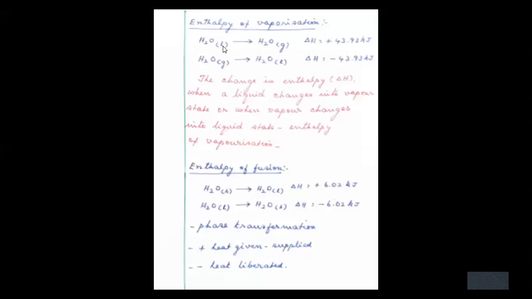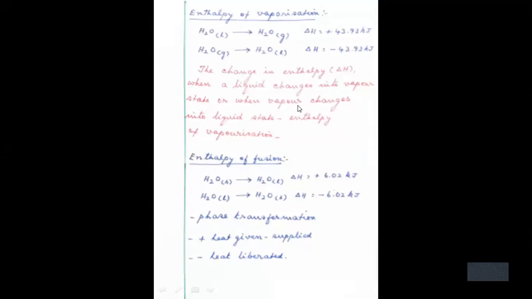Liquid to gas, if it is plus, the numerical value is not changing. For gas to liquid, only the sign changes. So the numerical value of the enthalpy change remains the same, but only the sign changes. So this can be defined like this. The change in enthalpy when a liquid changes into vapor state, or when a vapor changes into liquid state, it is called the enthalpy of vaporization.